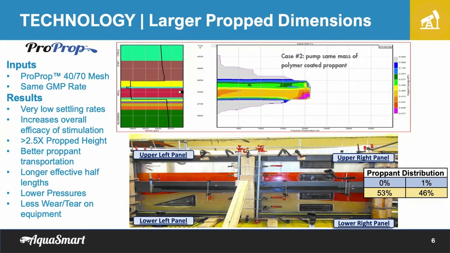The result is better transportation of the proppant, resulting in longer half lengths, more proppant in zone, and lower treating pressures. This means you'll be placing proppant significantly deeper into the fracture network and creating greater conductivity throughout the reservoir. Lastly, this could also help the pressure pumpers and operators with wear and tear on equipment, maintenance costs, and ultimately downtime.